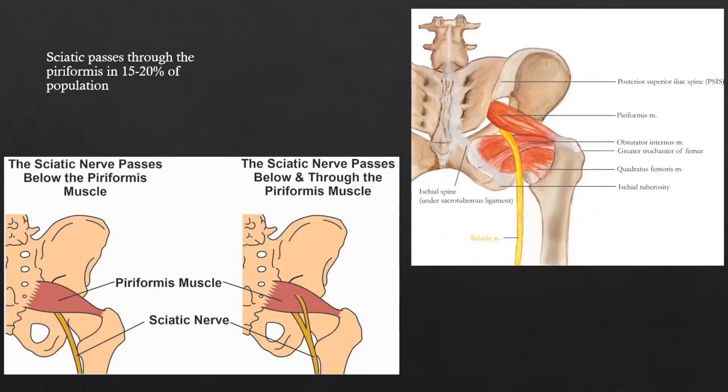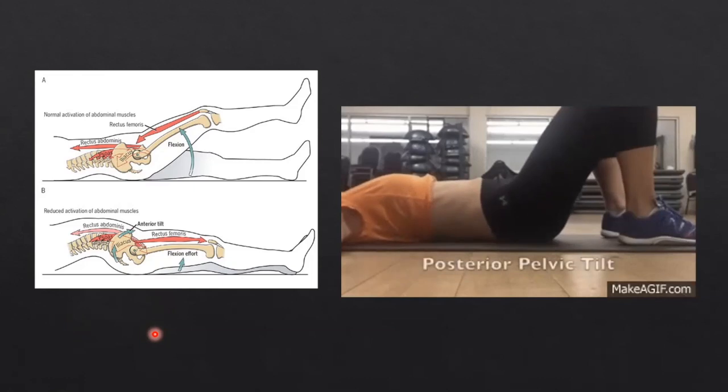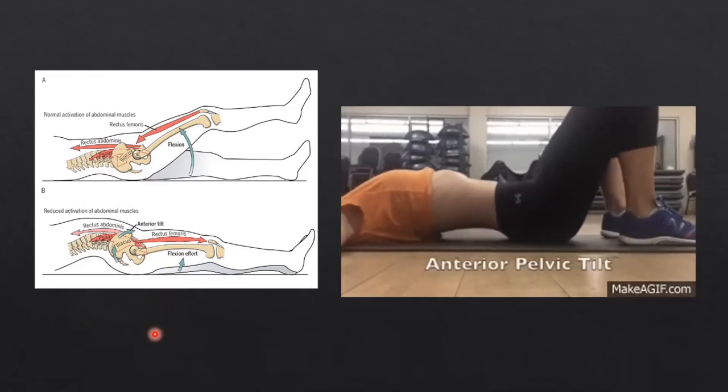The sciatic in most individuals will actually run underneath the piriformis muscle. However, in about 15 to 20% of the population, parts of the sciatic nerve actually run in between, essentially piercing the piriformis muscle. What occurs here is they may have a higher chance of developing piriformis syndrome. The next few slides will serve as clinical correlations for you guys to consider.